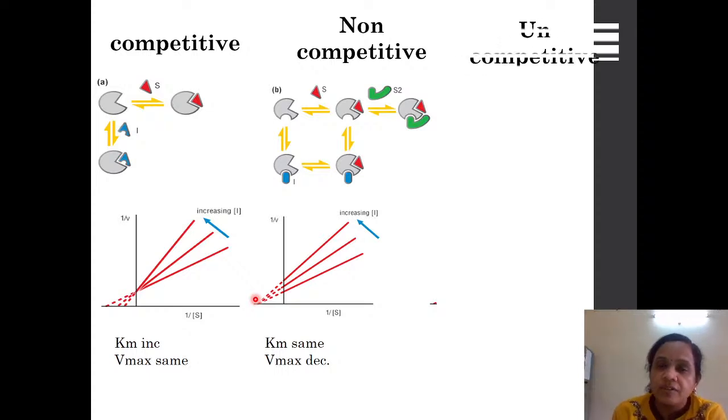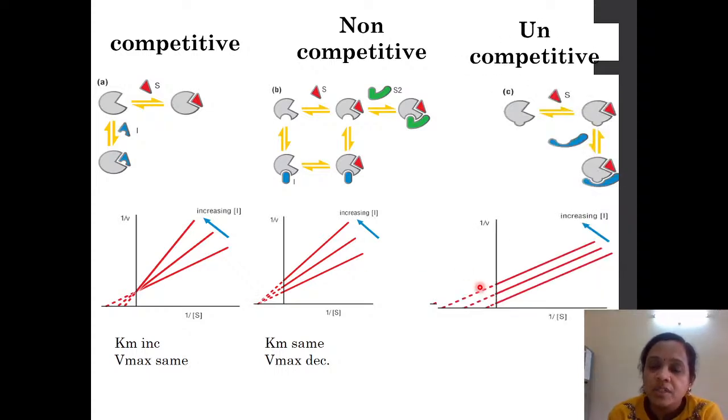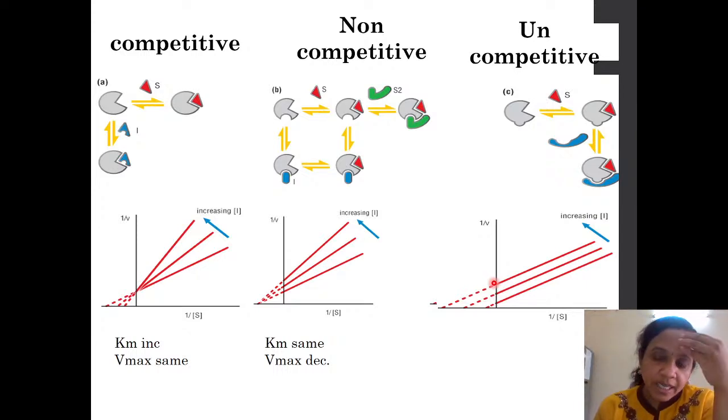Now in another graph, for uncompetitive inhibition, you see that the inhibitor is binding to the enzyme substrate complex. It is binding to a site other than the active site. It can never reach the maximum velocity. So there is a decrease in the Vmax, and the affinity of the enzyme towards the substrate is also altered. So this is how the reactions will take place.